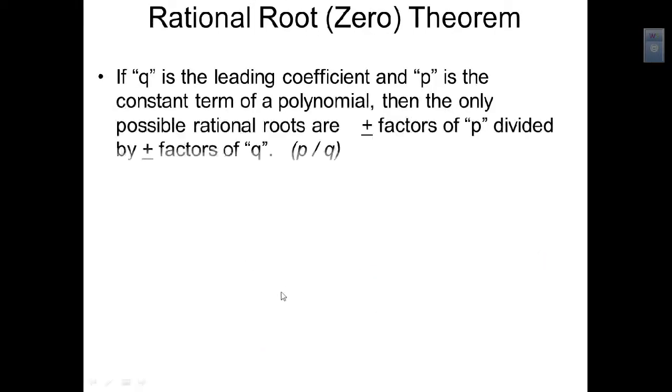All right, so if q is the leading coefficient and p is the constant term of the polynomial, then the only possible rational roots are plus and minus factors of p divided by plus or minus factors of q. That's where you get the p over q.